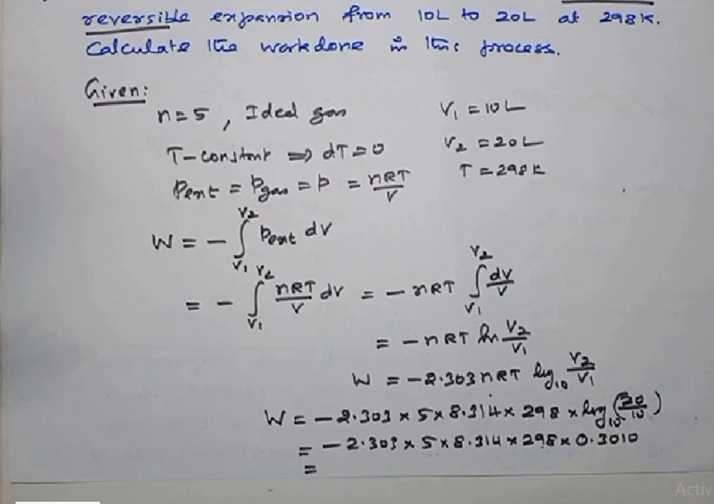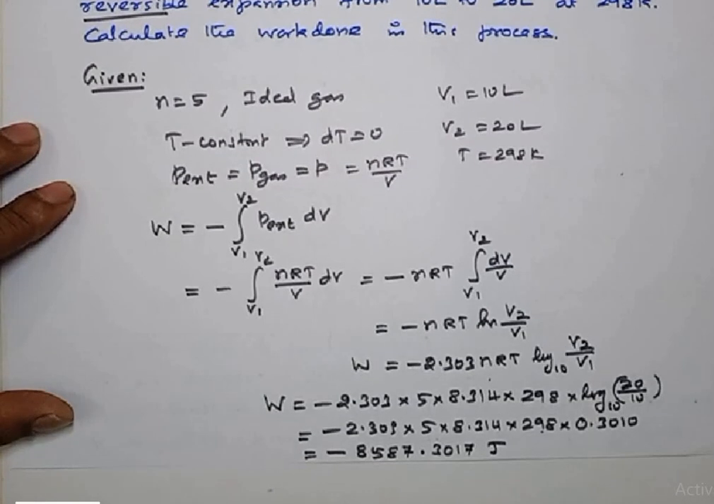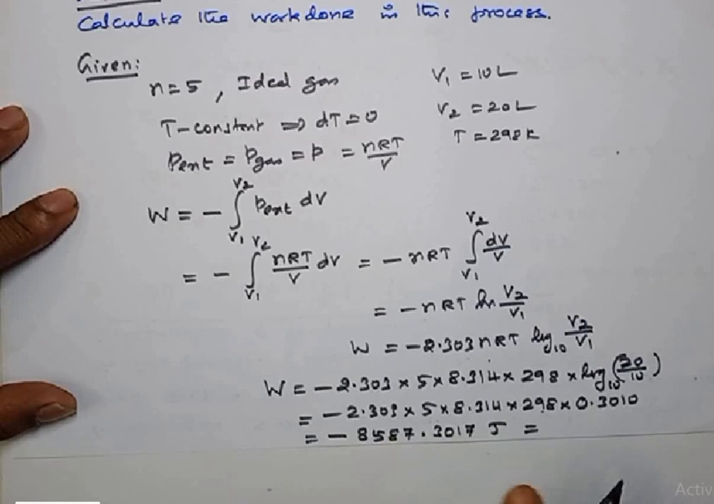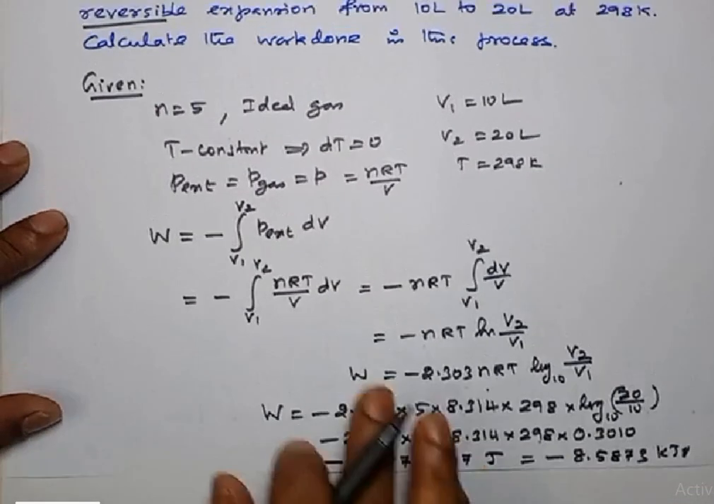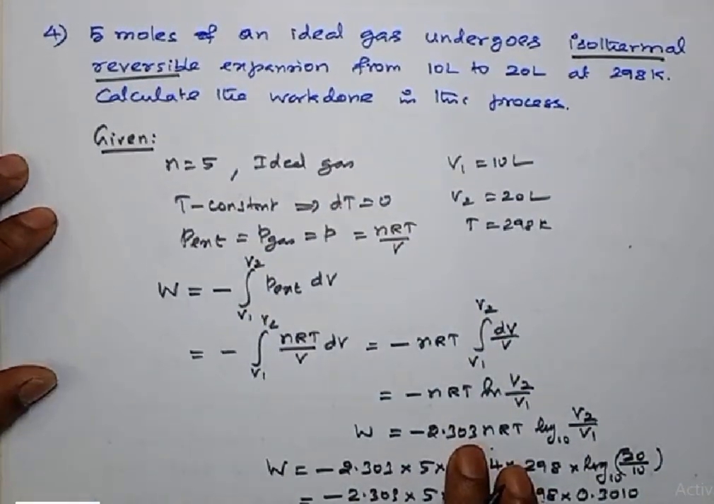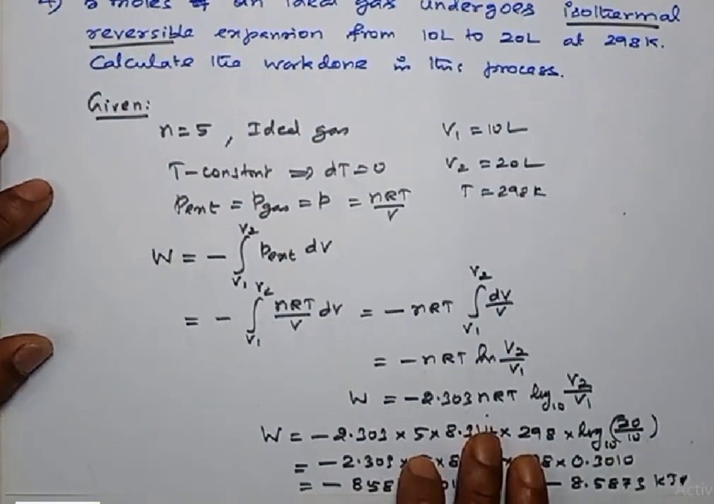Okay, now what will the answer? Yeah, we get the answer as minus 8587.3017 joules. Okay, this is in joule. If I divide this by 1000, I will get minus 8.5873 kilojoule. Okay, this is the work done in the isothermal reversible expansion of 5 moles of an ideal gas from 10 liters to 20 liters at 298 Kelvin.